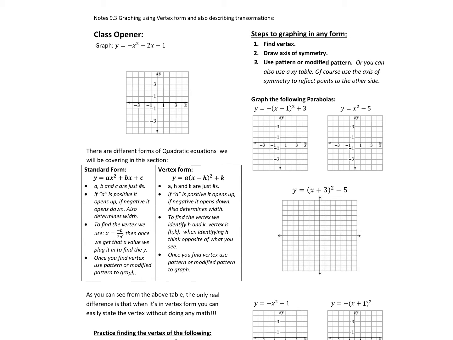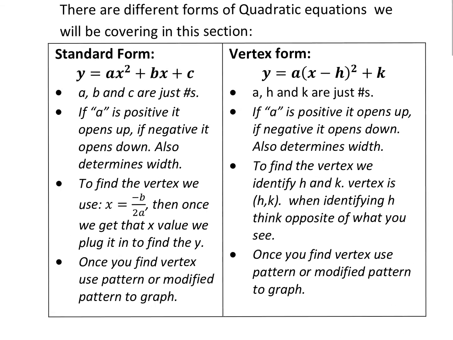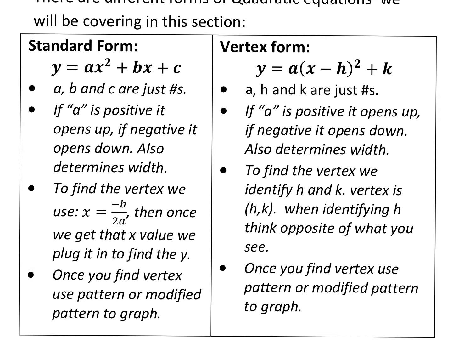So we are recording right here, and what I want to do is review section 9.3, and not only that, review also section 9.1. And what's the difference between the two sections? We're talking about the difference of standard form and vertex form. So we need to know everything about standard form: y equals ax squared plus bx plus c.